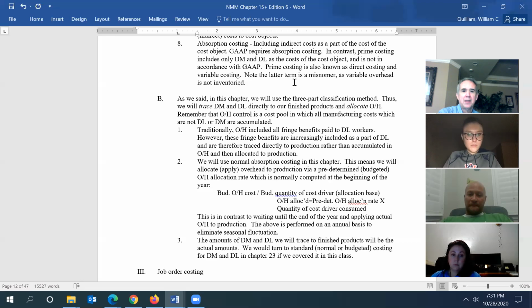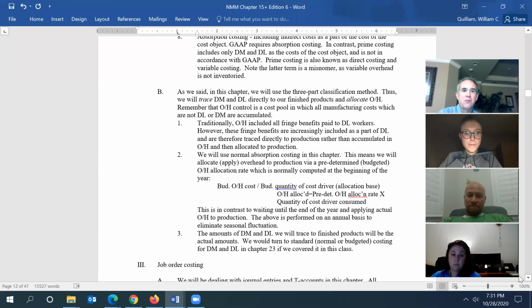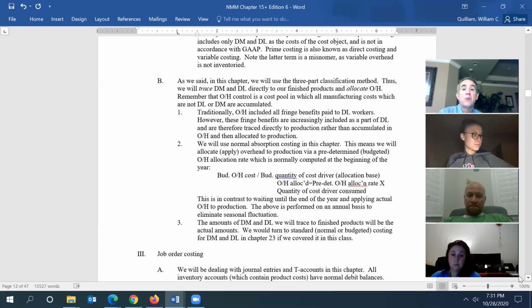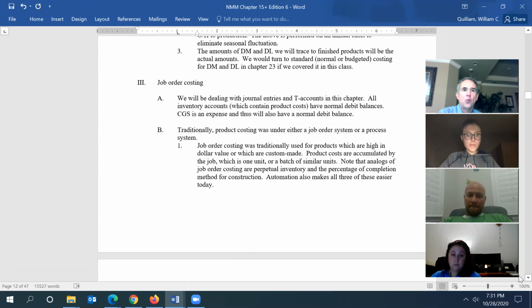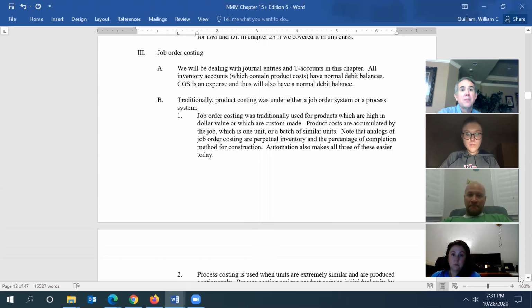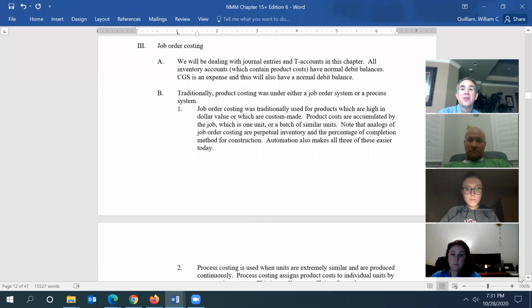Then number 3, the amounts of direct materials and direct labor that will trace to finished products will be the actual amounts. And we would have turned to standard costing, sometimes called normal costing or budget costing, for direct materials and direct labor in chapter 23 if we covered that in this class. We used to, we don't anymore. We now save it until upper division cost accounting.